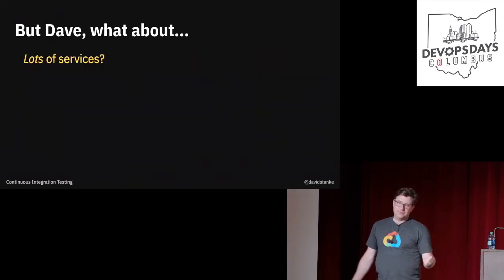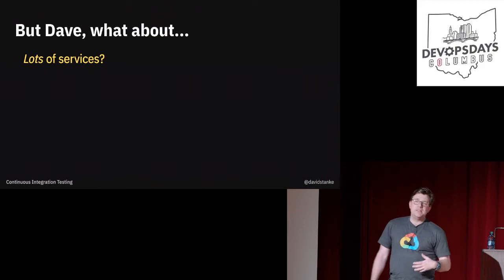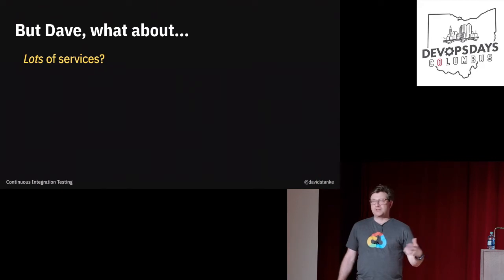So, Dave, this is cool and all, but what if I have lots of services, like dozens, hundreds? It could get really slow to spin up all my stuff. And the answer is yes. So you may want to take some of your services and mock them out or stub them out, or have a long-standing service running as a test endpoint, perhaps for stuff that doesn't change as much, and you're less worried about getting the freshest version in every single test run.